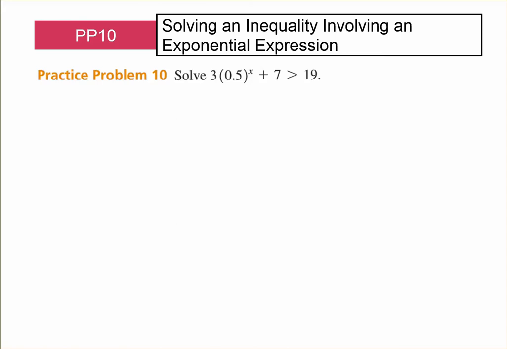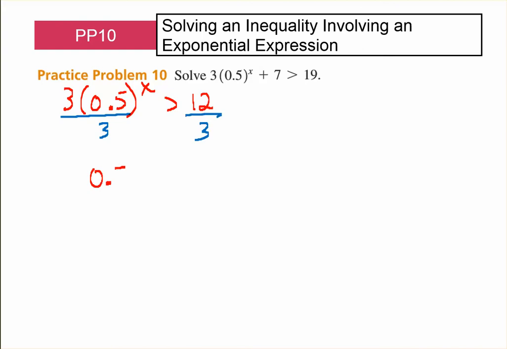All right, let me try it here. So I'm going to subtract 7 from both sides. I'm going to divide by 3, and I get 0.5 to the x is greater than 4. Everybody good so far there? And again, that x stuck in the exponent.